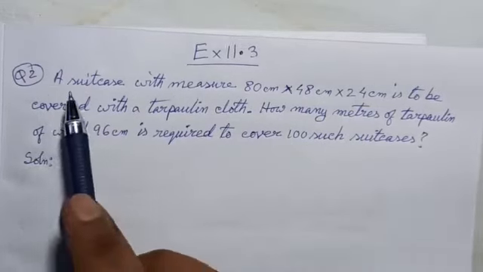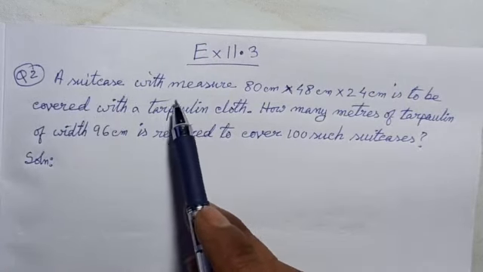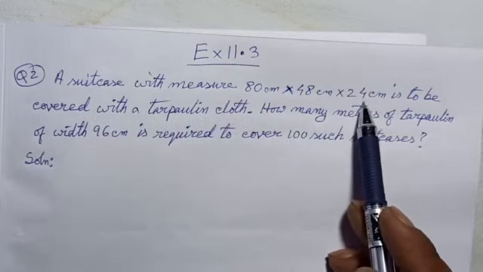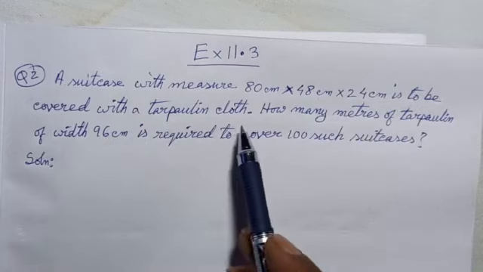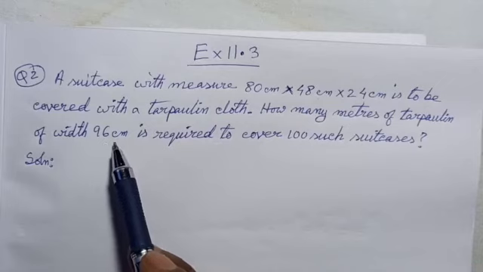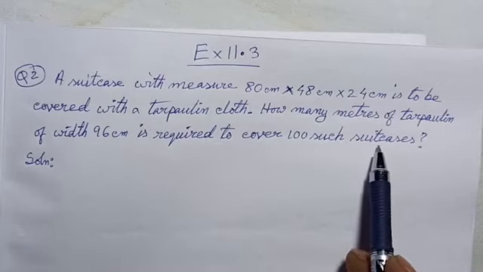Next, question number 2. Let's see the question. A suitcase with measures 80 centimeter into 40 centimeter into 24 centimeter is to be covered with a tarpaulin cloth. How many meters of tarpaulin of width 96 centimeter is required to cover 100 such suitcases?